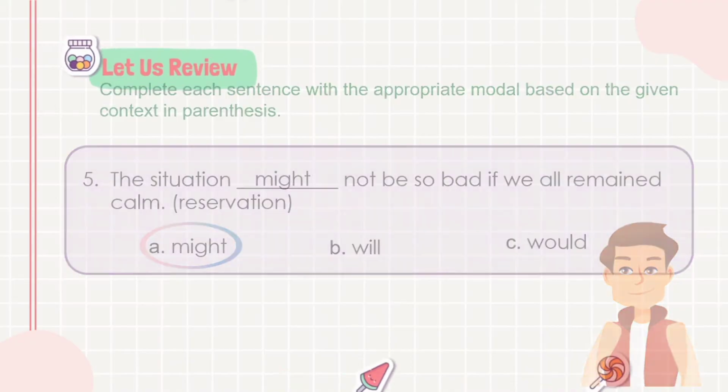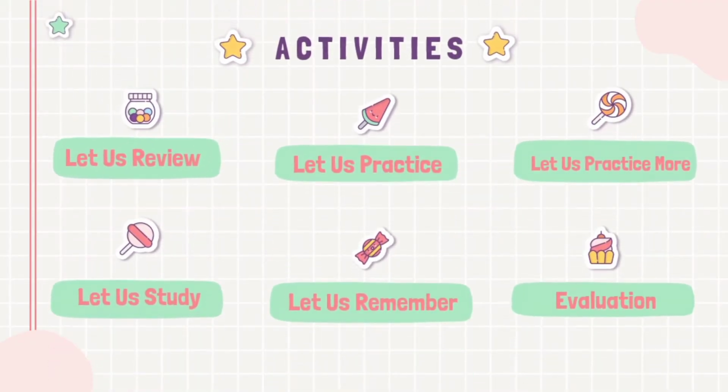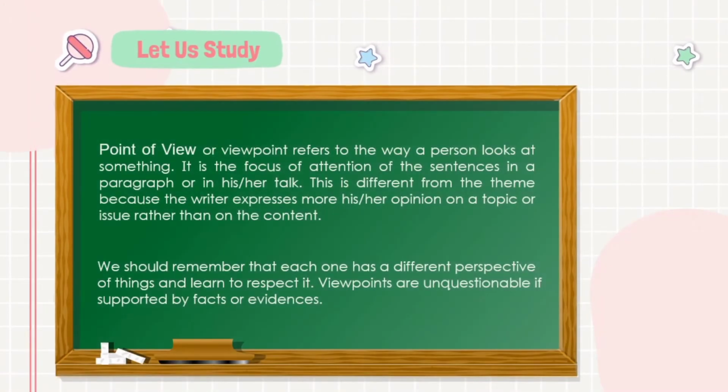So what is point of view or viewpoint? Point of view or viewpoint refers to the way a person looks at something. It is the focus of attention of the sentences in a paragraph or in his or her talk. This is different from the theme because the writer expresses more his or her opinion on a topic or issue rather than on the content.